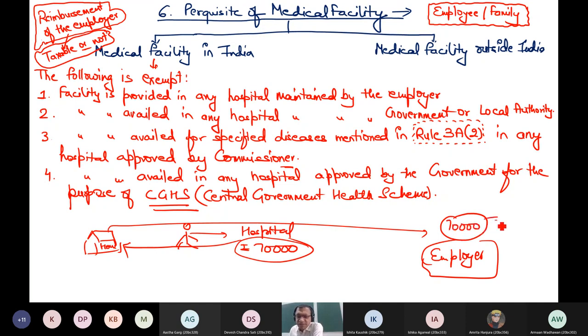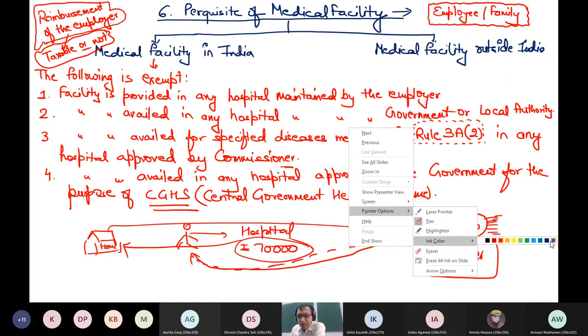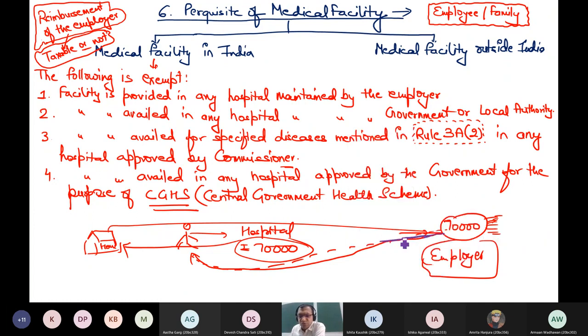So the employer will check this bill, and if the employer finds it genuine, then this 70,000, or in fact a lesser amount, will be reimbursed to the employee. This is what is happening. So I am discussing this chain only. As a tax teacher, I am discussing purely this chain, that whatever amount has been reimbursed to the employee.